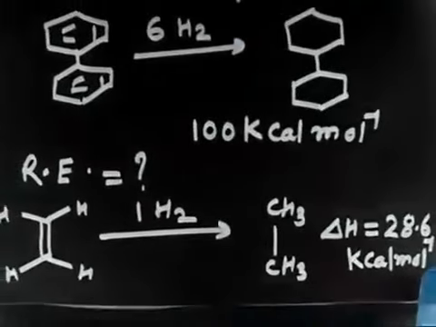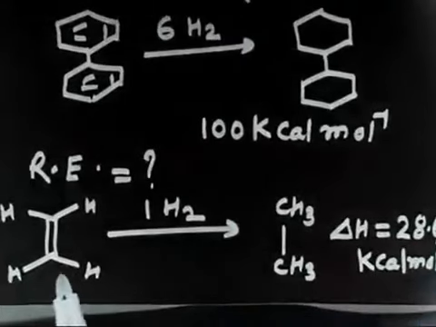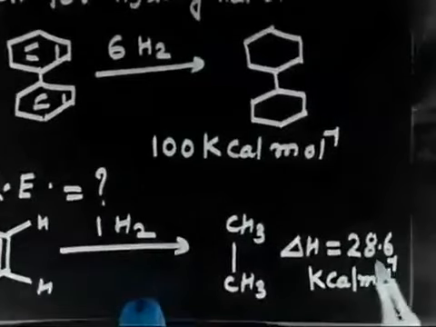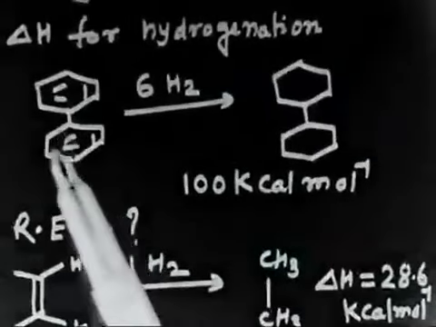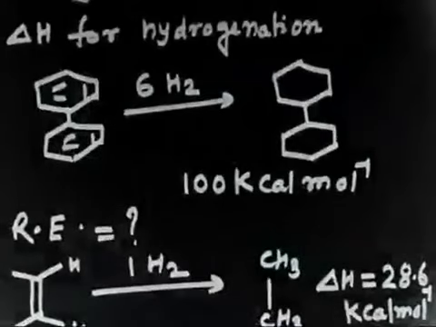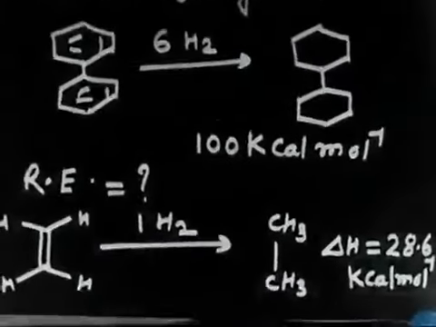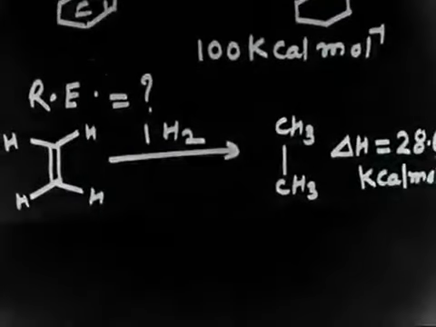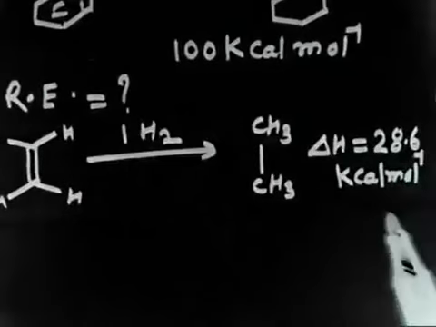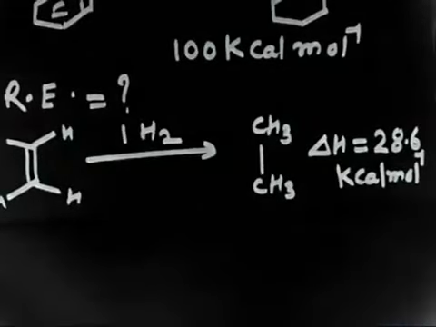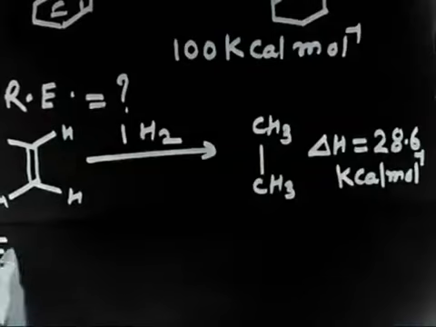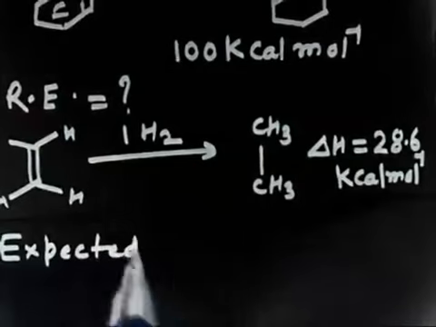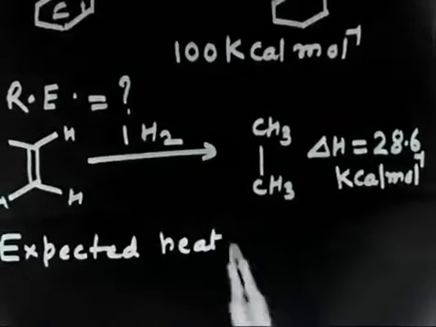So how will you proceed? If you have 1 mole of double bond and you reduce it, the amount of heat liberated is 28.6. Now if you have 6 moles of double bond, 1, 2, 3, 4, 5, 6, and you reduce them, this is the amount of heat liberated for 1 mole of double bond, so for 6 moles you will have an expected heat liberated, that is the heat of hydrogenation.